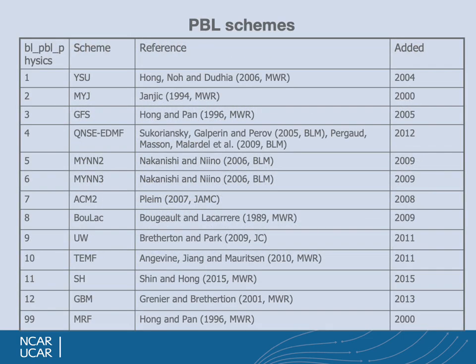This lists our boundary layer options. There are many. The popular ones would be the YSU, the MYJ, and the MYNN2 second order. But as you can see, we have a lot of choices here. Shin-Hong, number 11, is also a variant on the YSU that's designed to work in the gray zone down to large eddy scale. So I'll refer to some of this later as well.